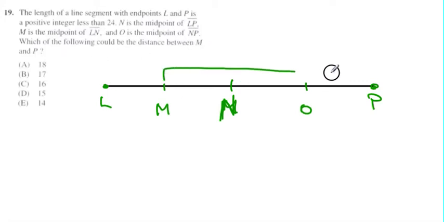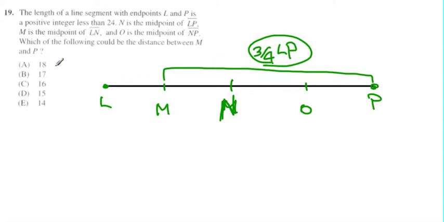M and P, basically this becomes 3/4 of LP. Then what's the restriction on LP? LP is a positive integer less than 24. So in order for this to be an integer less than 24, then this one has to be one of these values. Then let's see what could have happened.